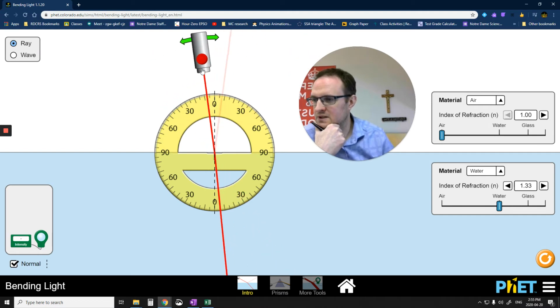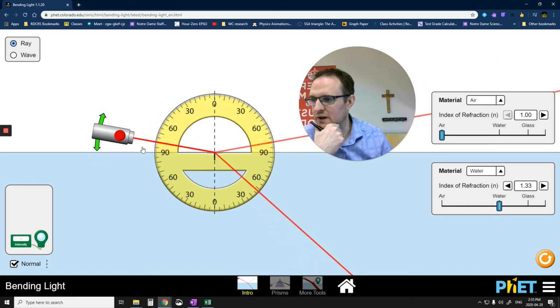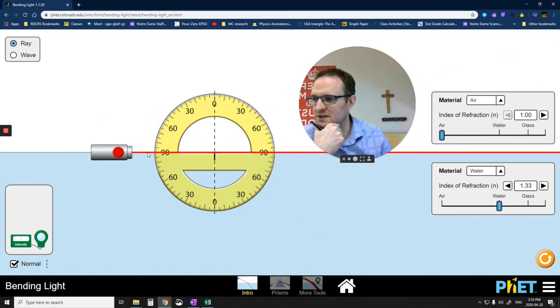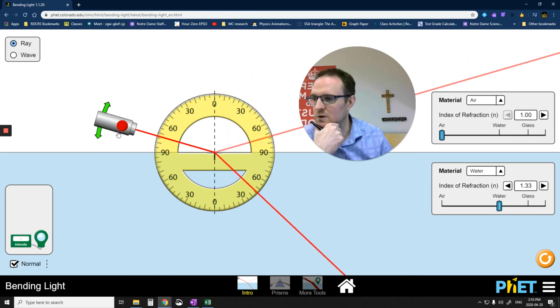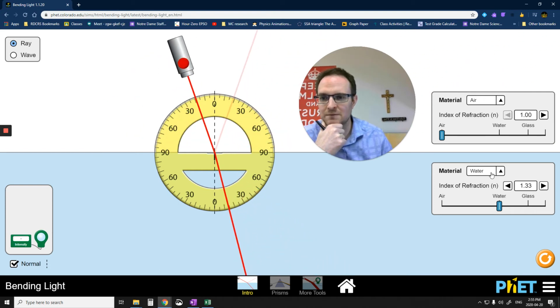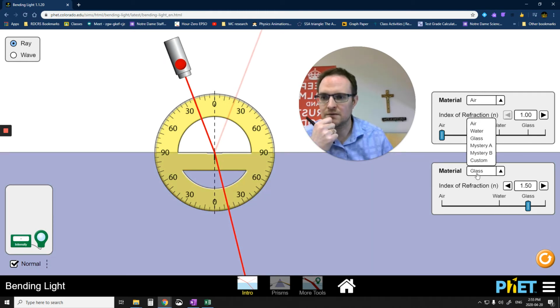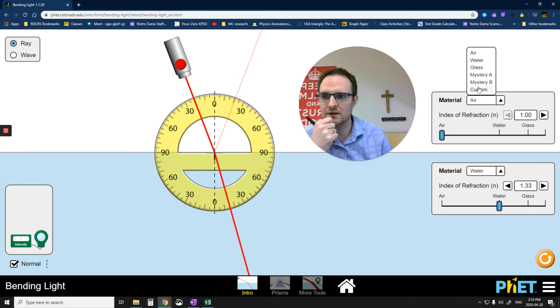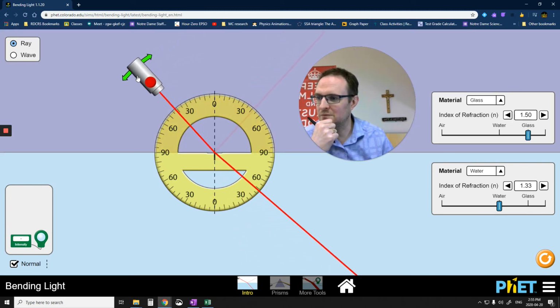So keep on going, keep on going, keep on going. You notice that I always get refraction here unless I'm right on the surface here, which just skims across. But I'm always going to get refraction because it always bends towards. You want to get it so that it bends away. So, put that back there. Let's go back here to glass. So it's going to start bending away, bending away, bending away, bending away.